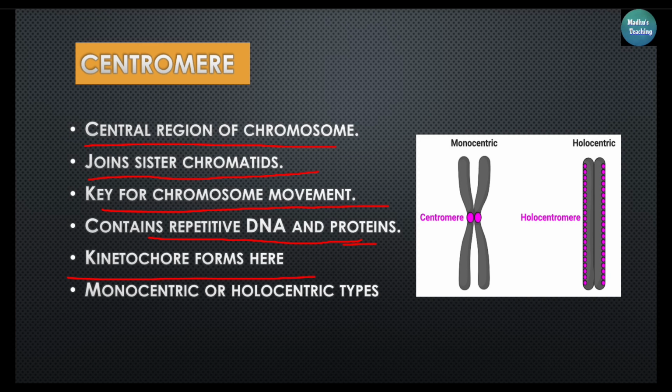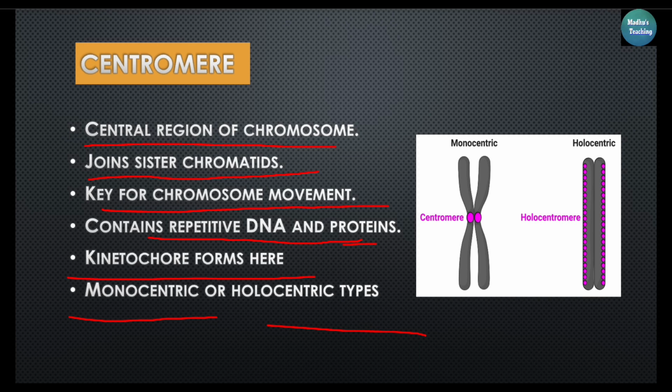During the cell division, the spindle fibers will bind to the kinetochore of the centromere region, and then sister chromatids will start moving to the opposite poles of the cell. So the centromere helps in the movement of sister chromatids during the cell division. There are two types of centromeres. One is monocentric and the other is holocentric.